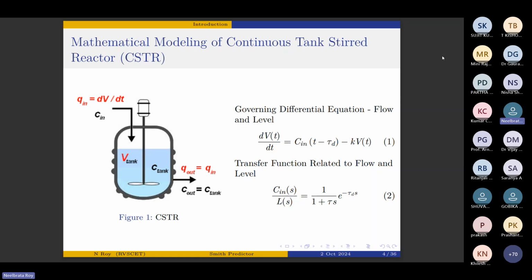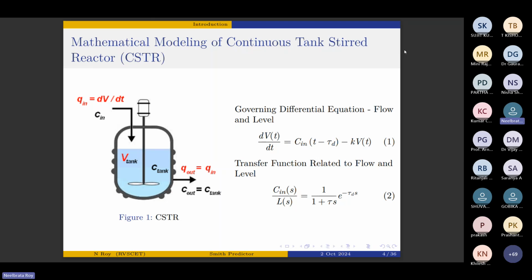So continuous stirred tank reactor, it is a common type of chemical reactor used in industrial processes. In CSTR, reactants are continuously stirred and continuously introduced so that the composition of the products remains the same. This can be maintained by maintaining the inflow rate and the level, or input output temperature or pressure. For this, let us consider the relation of inflow and level.